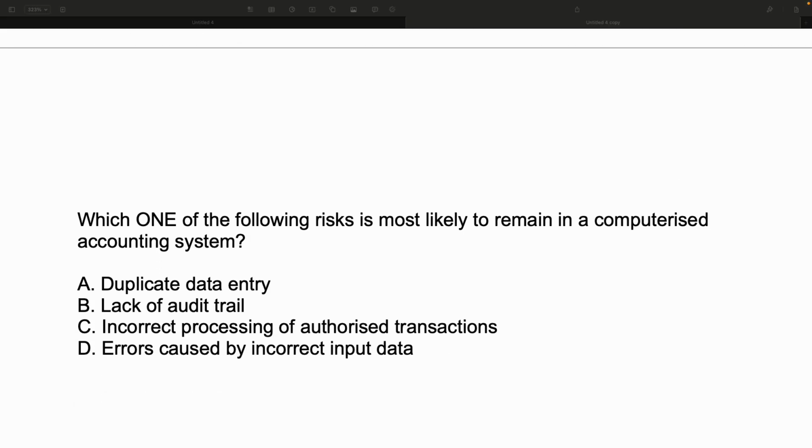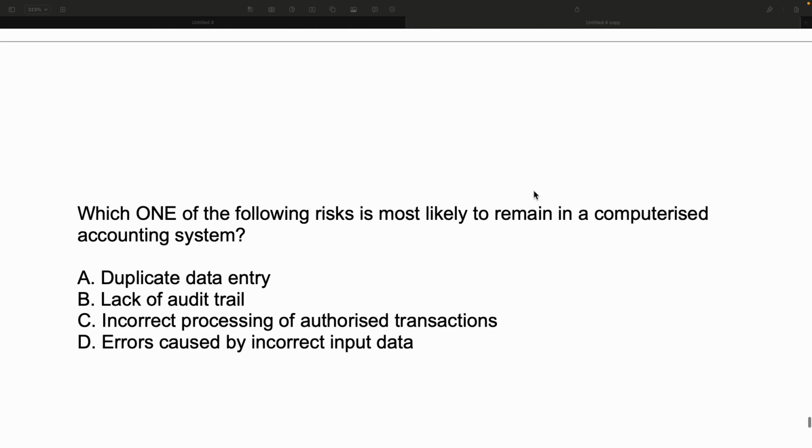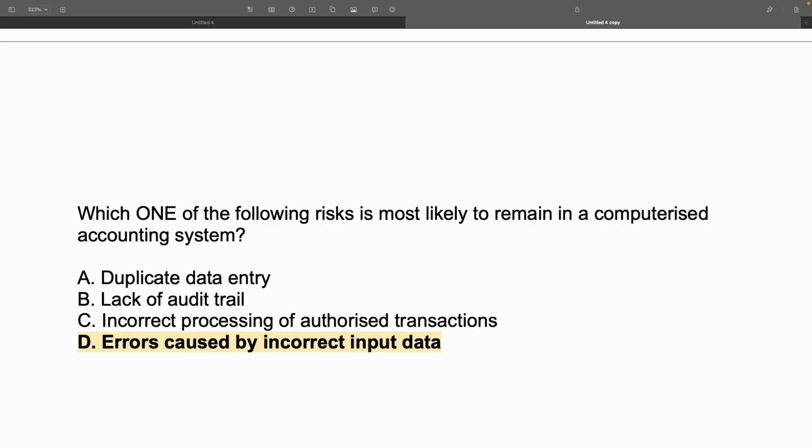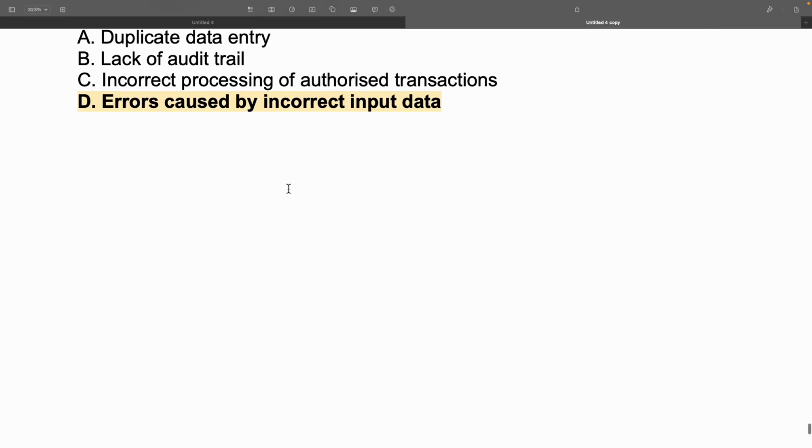Okay, next one. Which one of the following risks is most likely to remain in a computerized accounting system? So when you have a computerized accounting system, the risk that is still going to be there is going to be error caused by input data. Okay, that's one of the things that you're supposed to be aware of. Right, let me give you one more area to just recap before we call it a day.